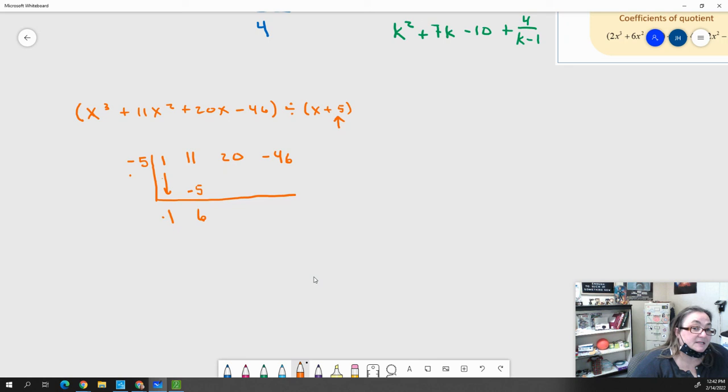Negative 5 times 6 equals negative 30. 20 minus 30 equals negative 10. Negative 5 times negative 10 equals positive 50. And so we are going to wind up with 4 over here. We started with x cubed, which means that this right here becomes x squared plus 6x minus 10 plus our remainder is 4 over x plus 5.